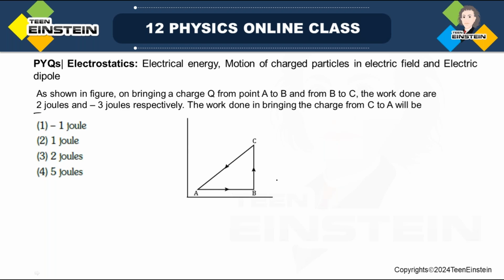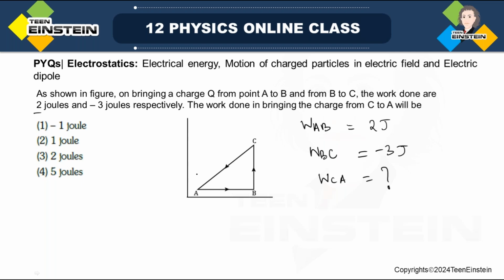This is a very interesting problem. So the question says work done along this path in bringing a point charge capital Q is 2 joule, and work done along the BC path is minus 3 joule. You have to find out what is the work done when it is brought from C to A.